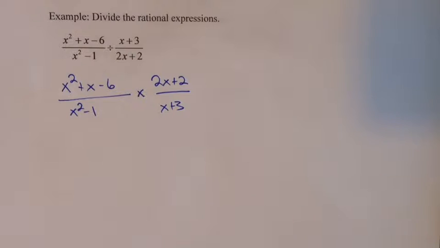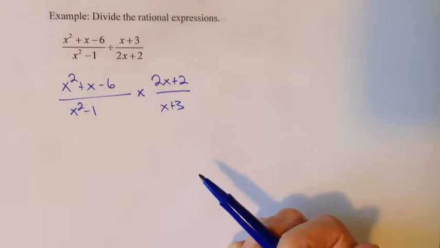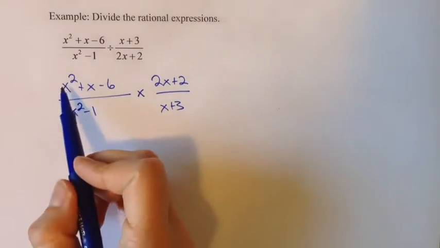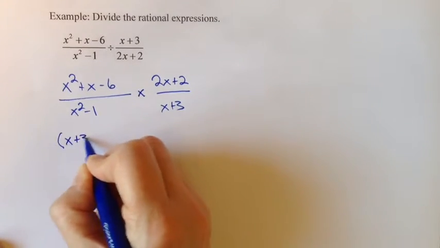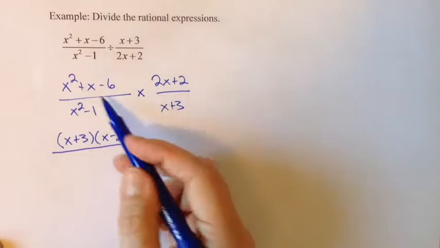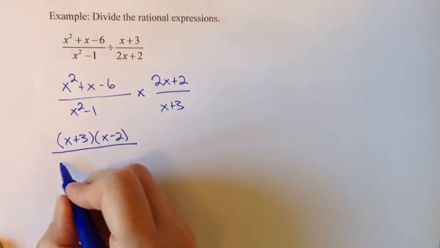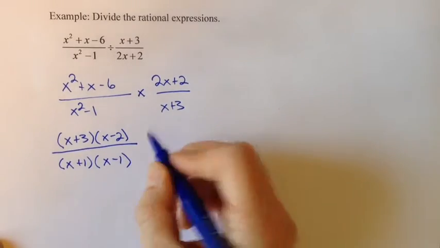Now that we've changed this from division to multiplication by flipping the second one, we'll go ahead and follow the steps for multiplying any two rational expressions. We'll factor everything that we can, and then multiply, and then simplify. On my first numerator here, I can factor this as x plus 3, x minus 2. It's a trinomial. On the bottom, I have x squared minus 1, which is a difference of squares, and factors as x plus 1, x minus 1.